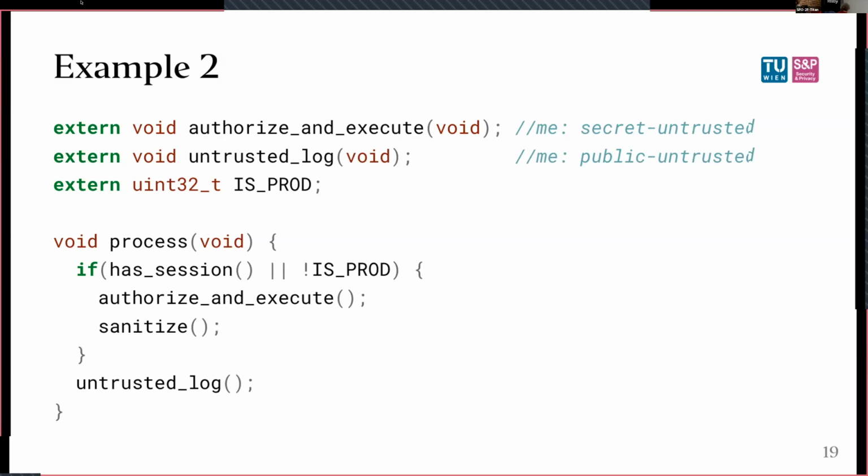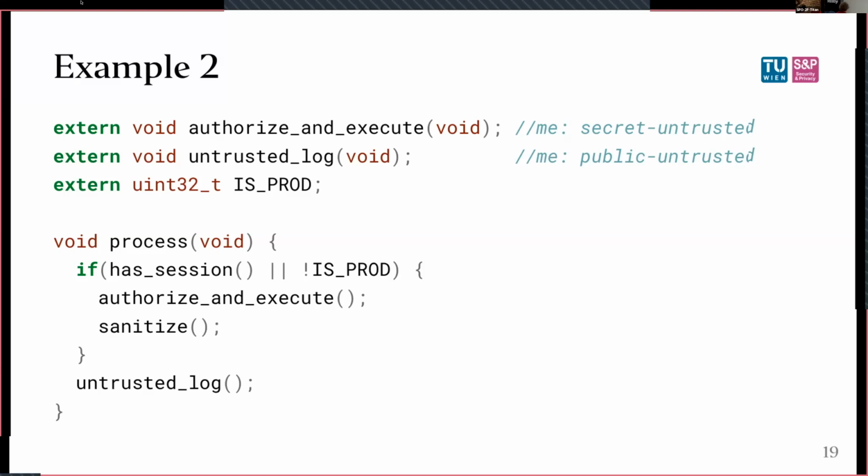We have authorize and execute. Authorize and execute is trusted to handle secrets because we wrote the code ourselves, let's say. It takes the message, looks if the session ID has some utilities attached to it or something like this, and then runs whatever the payload tells it to do. Then we have untrusted log, which might be a third-party component. Both of these functions have access to the whole memory, but we don't trust untrusted log. So at the time when untrusted log is executed, we don't want to have any secrets in the memory anymore.